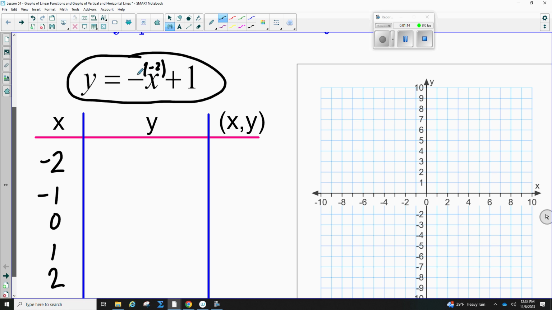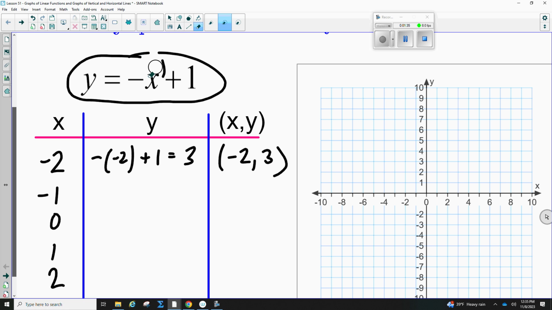Plug in negative 2. So I have a negative negative makes a positive 2 plus 1. I guess I'll show it. So it looks like this, right? And that actually equals 3. So that means I get the coordinate point negative 2, 3. I plug in negative 2 and I get 3. Okay? Now let's plug in negative 1 for x. So I have a double negative here. So I have a negative, negative 1 plus 1.